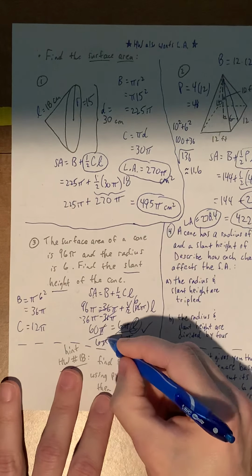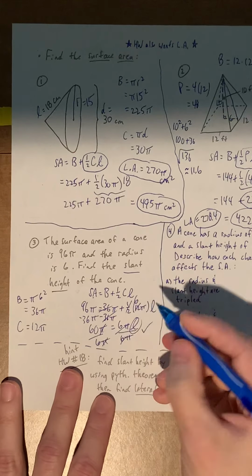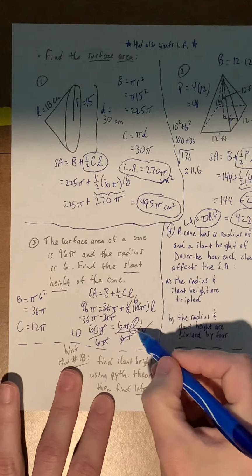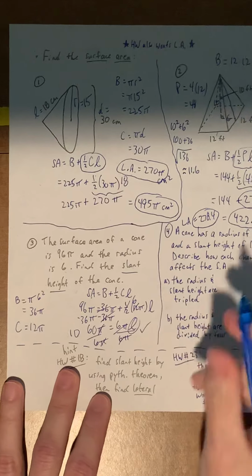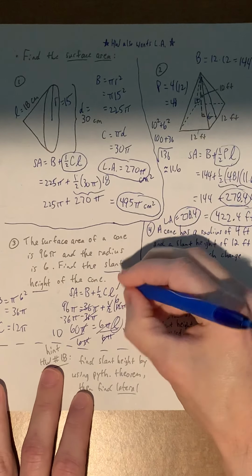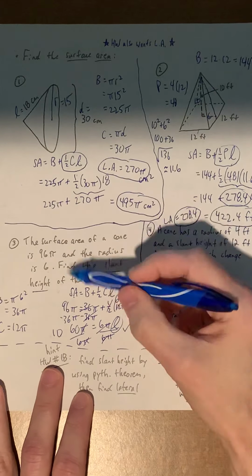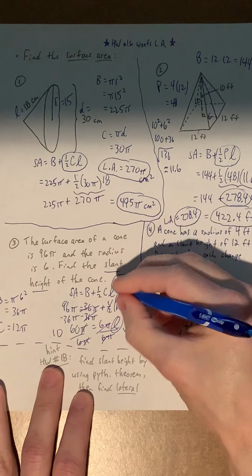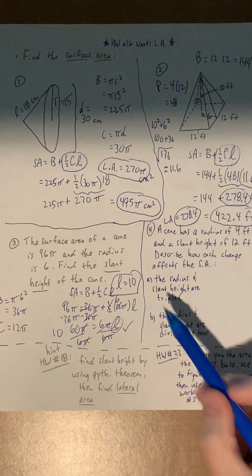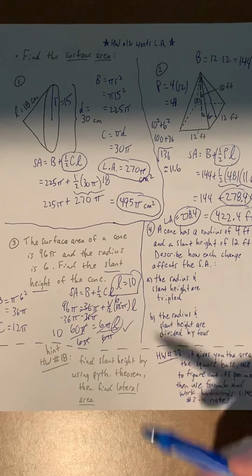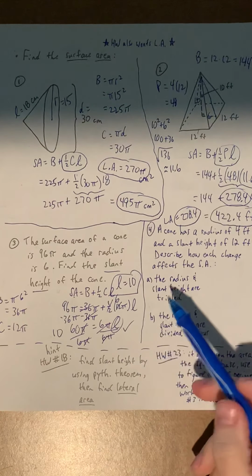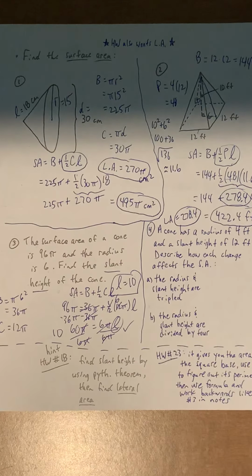Over here, you've got L by itself, you're good to go. The pi's are going to cancel, and 60 over 6 is 10. So the slant height is 10. And there we go. We don't have a unit, so just slant height. Now guys, we had a nice whole number 10 here. You don't always get a whole number. If you get a decimal for the slant height or whatever you're solving for, that's okay.